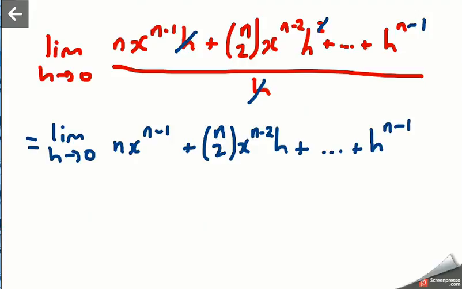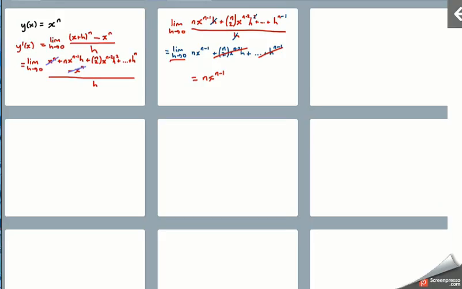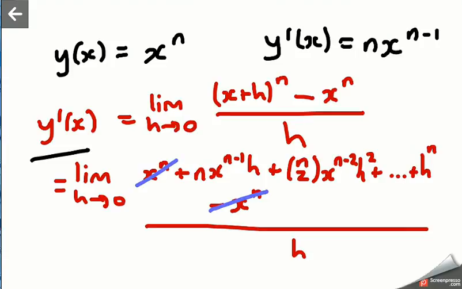Well, as h gets closer and closer to 0, all of these things are going to get closer and closer to 0. This thing doesn't even depend on h, so that's going to stay fixed. And so what we're going to end up with is actually just all of these things are going to vanish off to 0, and so we're just going to end up with n times x to the power of n minus 1. And so, if y of x is equal to x to the power of n, we have that y prime of x is equal to n times x to the power of n minus 1.